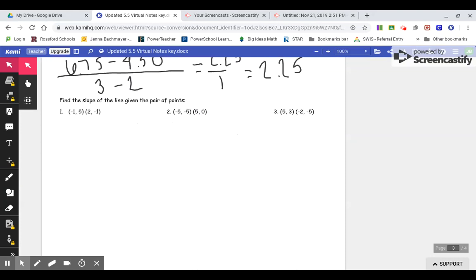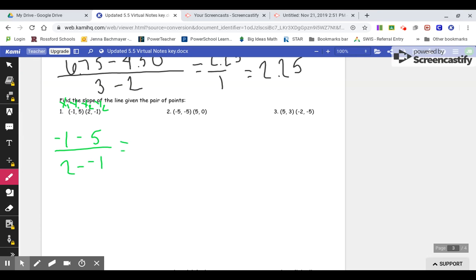It says find the slope of the line using the given points. So let's go ahead and do the same thing that we've been doing. I like to label x1, x2, y1, y2. So I'm going to do negative 1 minus 5 over 2 minus a negative 1.